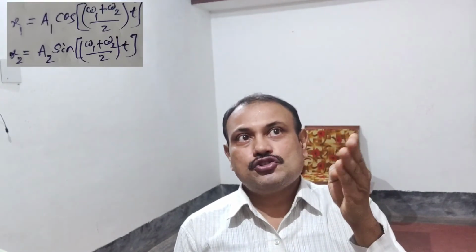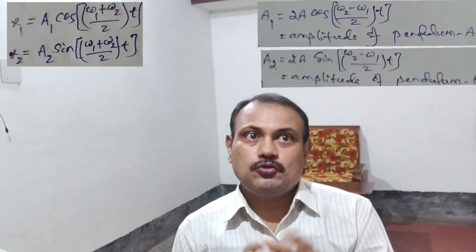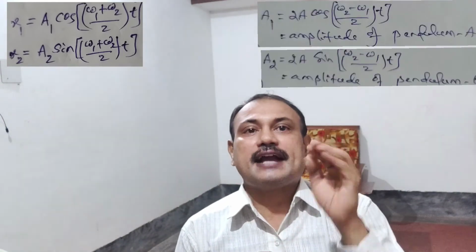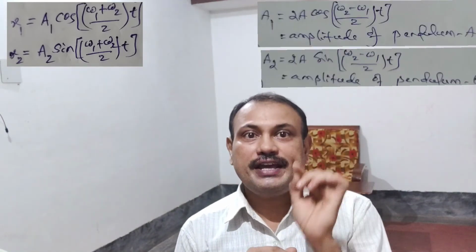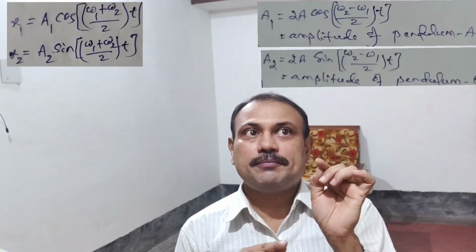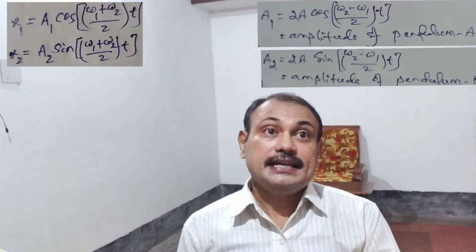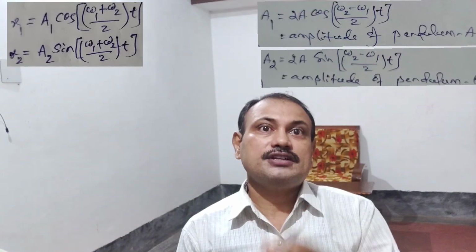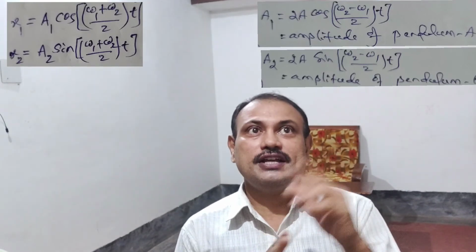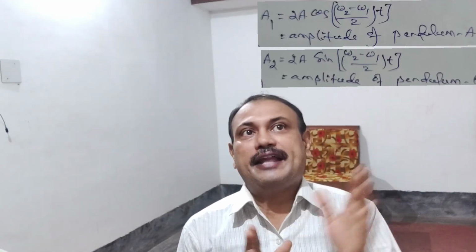Now in this case, if you look at these displacement equations of the individual pendulums having the amplitudes capital A1 and capital A2, the picture shows that capital A1 and capital A2, which are the amplitudes, vary harmonically. Why harmonically? Because it is omega 2 minus omega 1 by 2 into t, which is in cosine and sine terms. So therefore there is a continuous variation.